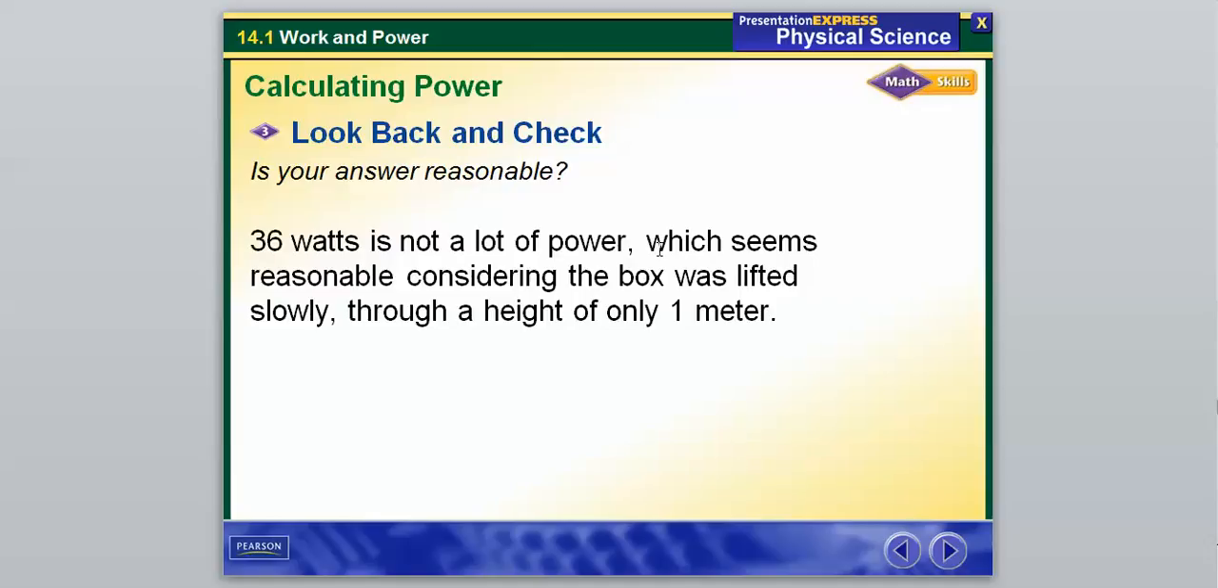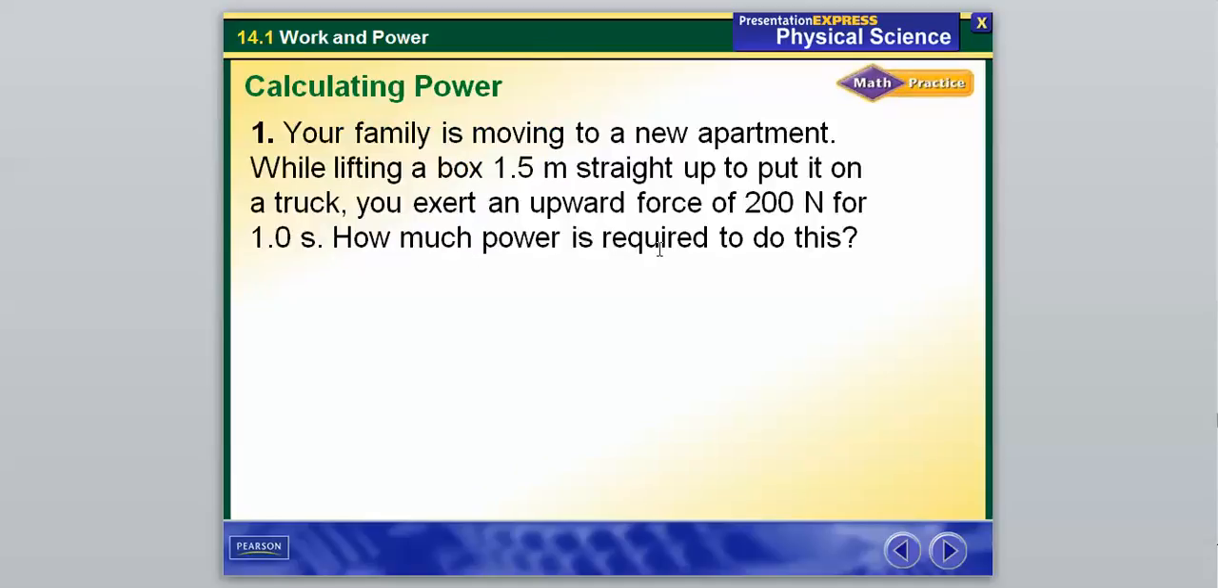And so now, for some extra credit. Most people don't end up doing this, but it might end up being part of your quiz grade, so solve these problems here. The first one says your family is moving to a new apartment. While lifting a box 1.5 meters straight up to put it on a truck, you exert an upward force of 200 newtons for 1 second. How much power is required to do this?